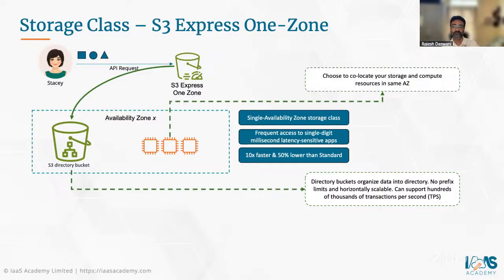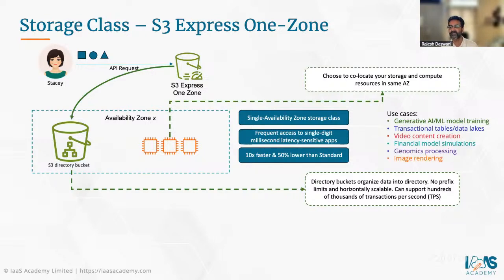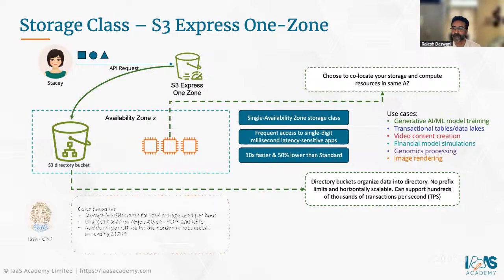It also allows you to ensure that you can co-locate the bucket in the same availability zone as where you're hosting your compute EC2 instances. So it gives you that ability to decide which availability zone it should be in so that your instances can get that single millisecond latency access to that bucket. So use cases are things like generative AI, ML training, transaction tables, data lakes, video content creation, financial model simulations, genomics processing, image rendering, and so on.